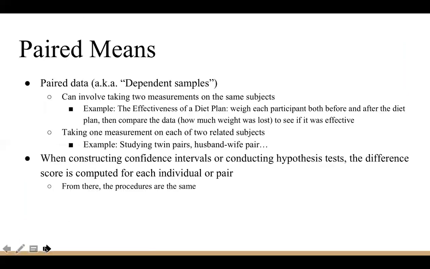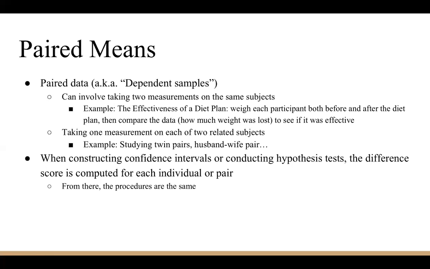Okay, so paired means now. Paired means are also known as dependent samples. So just remember that they're not independent of one another, they're dependent on one another. It can usually involve 2 things. It can either involve taking 2 measurements on the same subject. As an example, the effectiveness of a diet plan. You weigh each participant before and after the diet and then compare the data. For this case, you just see how much weight was lost to see how effective it was.